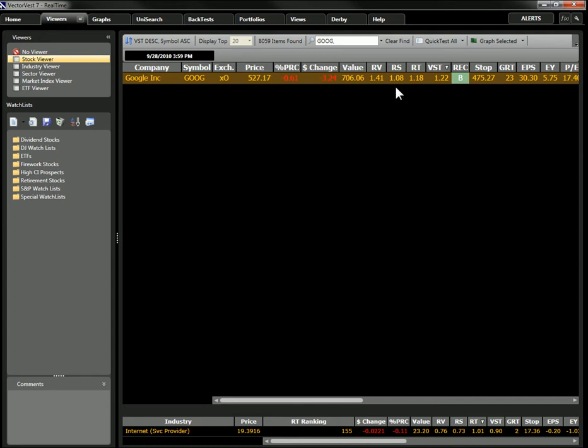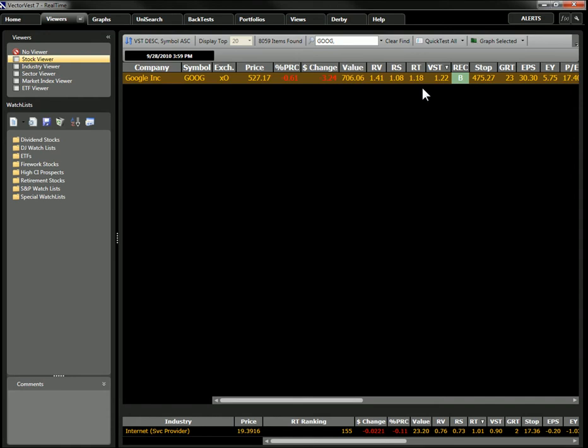The next column is RS. RS stands for relative safety. Relative safety is an indicator of consistency and predictability of a company's financial performance. It's also an indicator of risk. Currently, Google has an RS of 1.08, which is fair on a scale of 0 to 2. So that's letting us know that Google is fairly safe compared to the other stocks in the database. It must be doing an okay job of meeting or exceeding earnings quarter after quarter, year after year. Companies with an RS less than 1 are riskier than the average stock in the database.